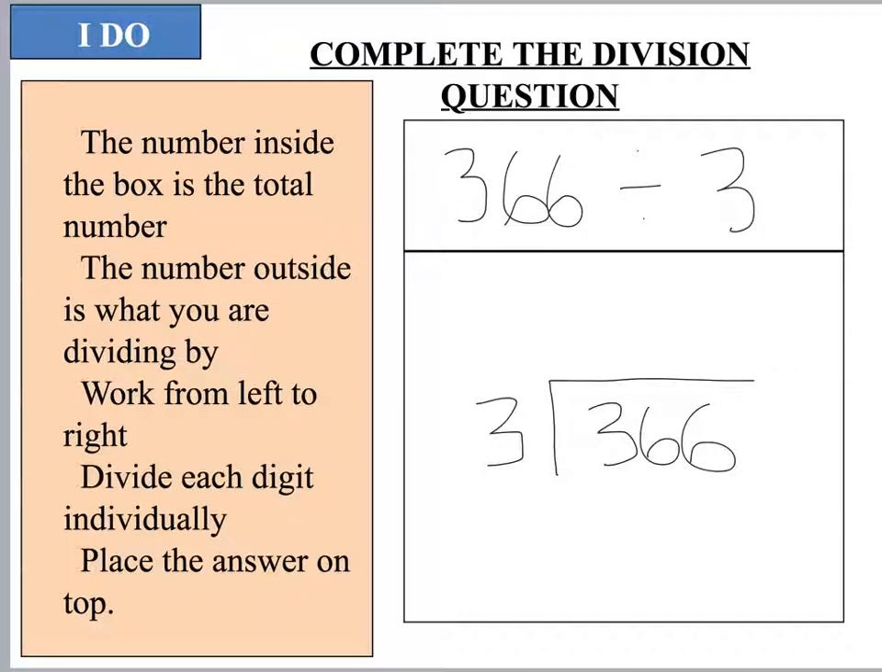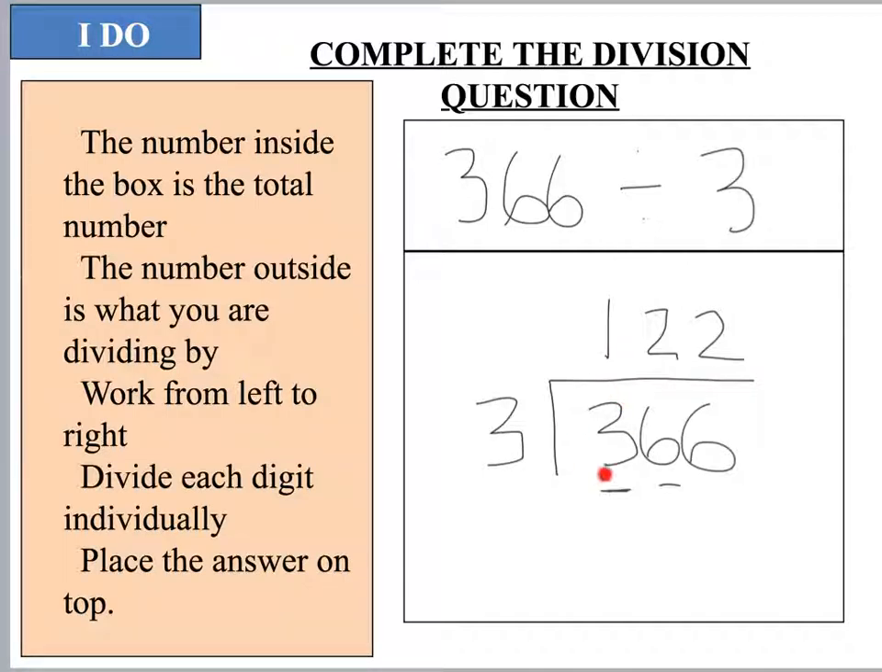I'm starting on the left-hand side with the first digit 3, and I'm asking, what is 3 divided by 3? My answer to that is 1. Then I'm moving along to the middle digit 6. What is 6 divided by 3? Well, I know 6 shared amongst 3 is 2. My answer goes directly above. My next one is also 6 divided by 3, and so my answer goes directly above. It is 2. So 366 divided by 3 is 122.